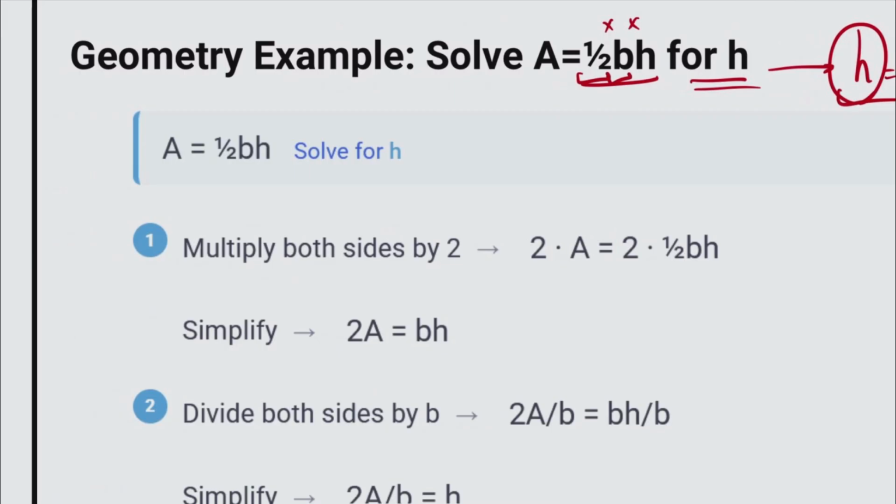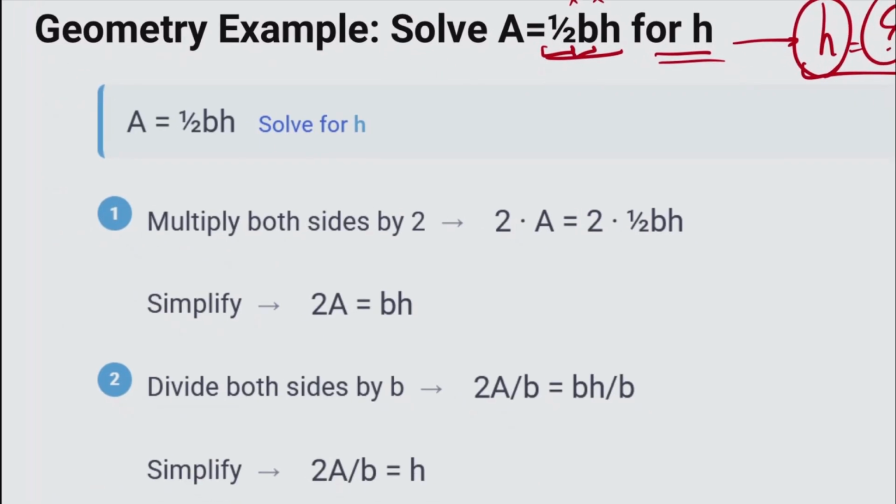So how can I get rid of that? The first thing that we saw about equations was that somehow I have to get rid of the fraction. How can I do that? Multiply both sides by the common denominator. Since the only fraction that I have is 1 over 2, I can multiply both sides by 2. So at this point, I do have 2 times A, 2 times half of b times h.